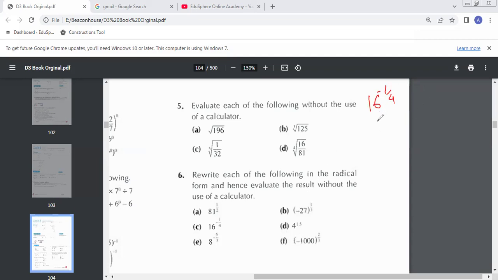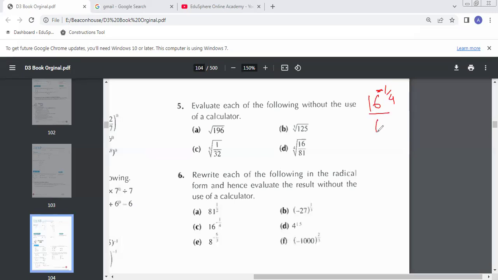What did we do? Yes, in the previous tutorial, we took the reciprocal of the number to make the power positive. So we will do the same thing. You can do it at this step, or even at the last step. When you are done with the prime factorization, you can do the reciprocal. You can do it at the end, but I'm taking it right now.